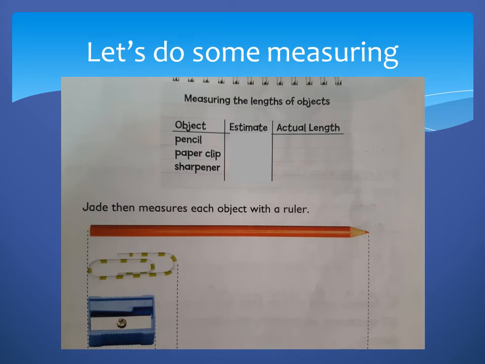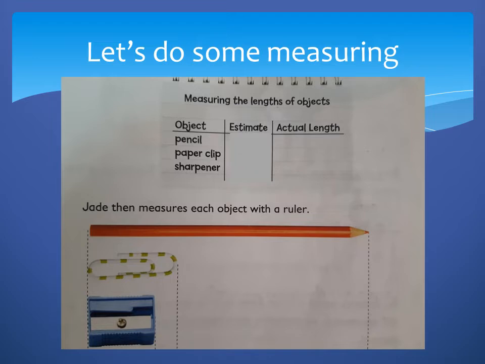So let's do some measuring. I have a pencil, I have a paper clip, and I have a sharpener. Now look at what I have here. You're going to measure the length. Now we're going to do this activity together, okay? Don't use your ruler. Don't use your ruler. You don't even need the ruler actually, okay? Now let's estimate. What do we think this pencil, what do we think will be the length? The estimate. Let's look at the estimate.